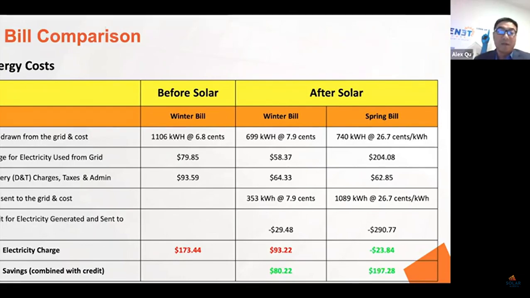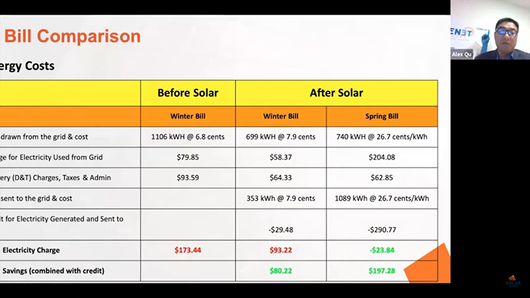There is still a distribution and transmission tax admin fee of $62.85. But check out the credit they received, because they received $219 in bill credits for their solar system's generation. Their total electricity charge was actually a net credit of $23.84, which will be applied toward future bills. This represents $197.28 savings compared to the pre-solar bill.